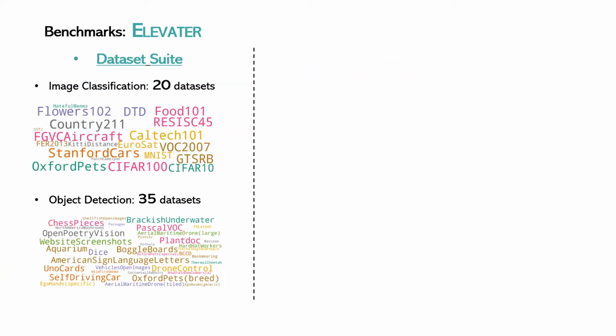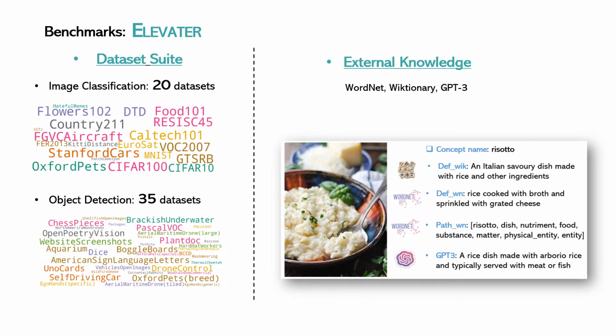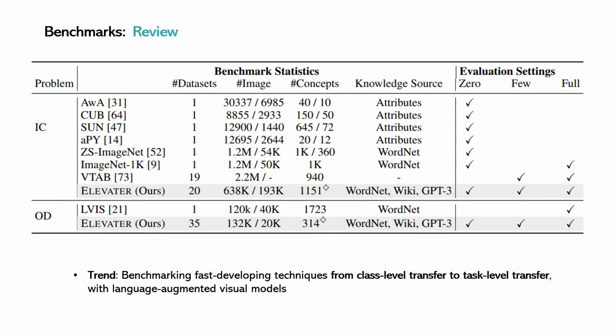In terms of data, we collect 20 IC datasets and 35 OD datasets. As humans, we can add notes to make clarifications for a new task. To mimic the spirit, we add 3 types of external knowledge to all visual concepts in all datasets to provide richer semantics in the form of natural language. Compared with existing benchmarks, Elevator covers many task domains enriched with external knowledge and allows task-level evaluation with any shot.